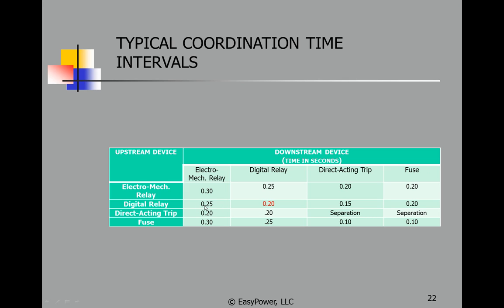If I have a digital relay upstream and downstream, then we're saying you could probably reduce that 0.3 down to something like 0.2. And again, that's going to depend a little bit on your breaker clearing time and just how much you feel like pushing that. So this becomes a judgment that the engineer has to make, but we think something less than 0.3 can certainly be used for digital relay coordinating with digital relay.